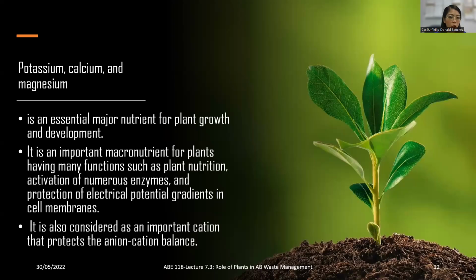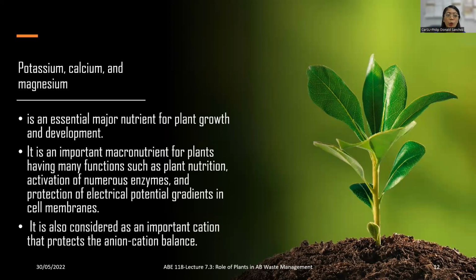And then we have potassium, calcium, and magnesium. Potassium is an essential major nutrient for plant growth and development. It is an important macronutrient for plants, having many functions such as plant nutrition, activation of numerous enzymes, and maintenance of electrical potential gradients in cell membranes. It is also considered an important cation that maintains the anion-cation balance.